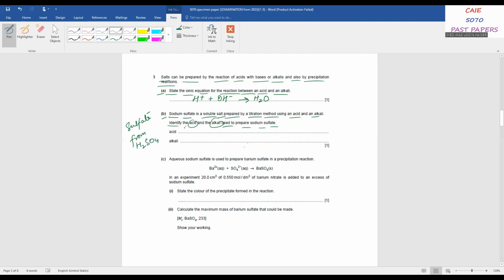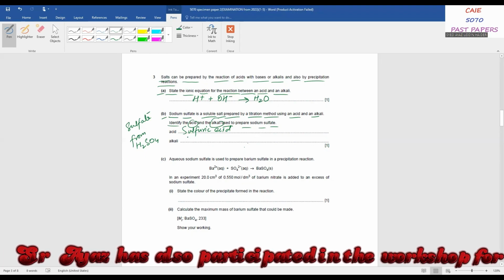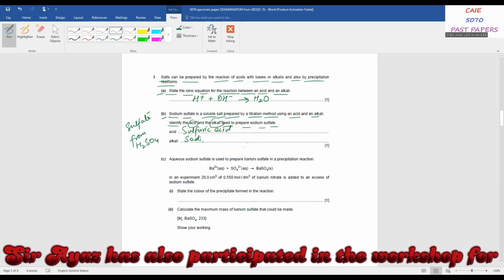H2SO4. So you can write sulfuric acid. You can even write the formula of sulfuric acid, which is H2SO4. For alkali, sodium hydroxide is the answer. So NaOH or sodium hydroxide.